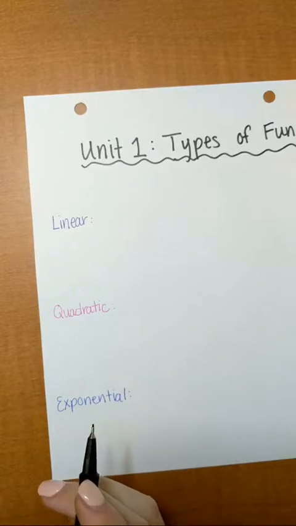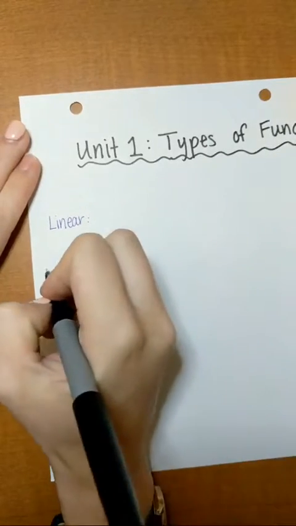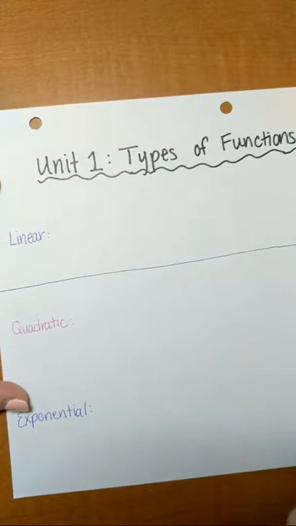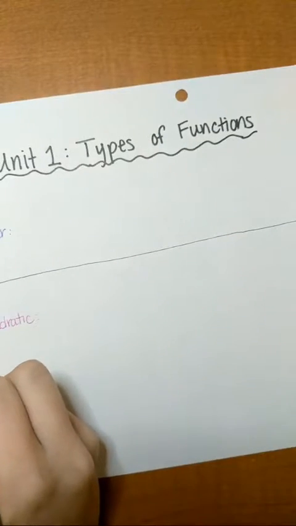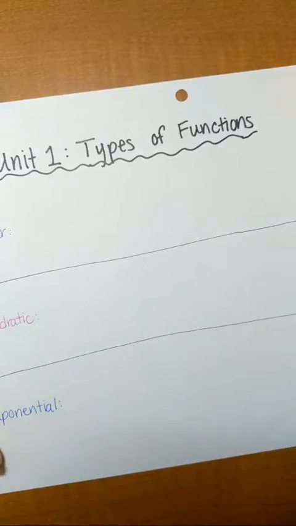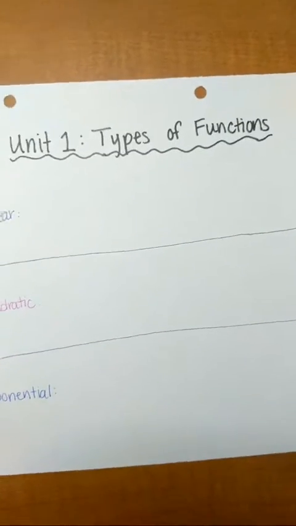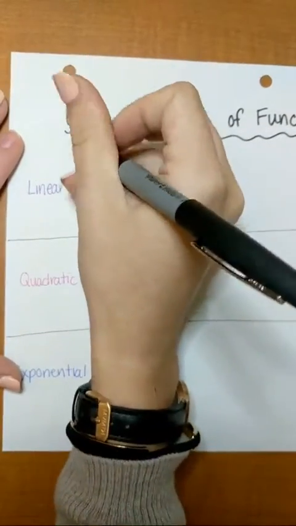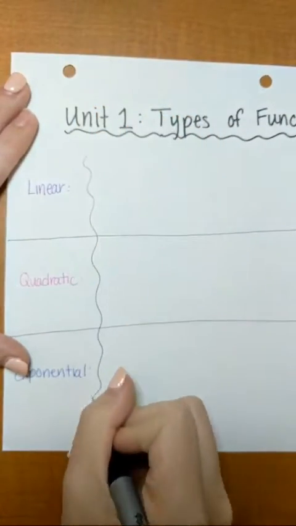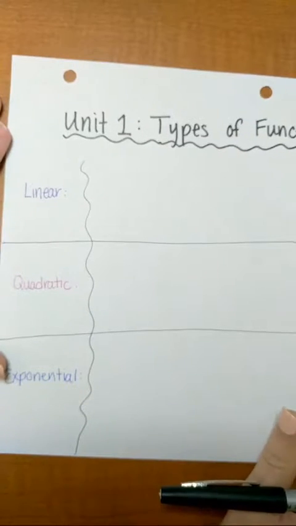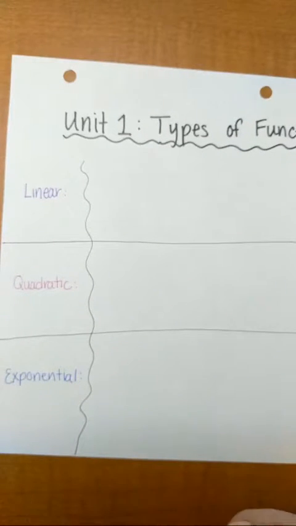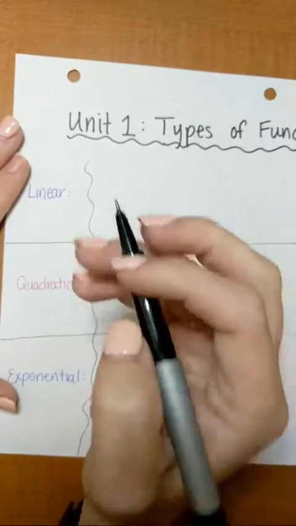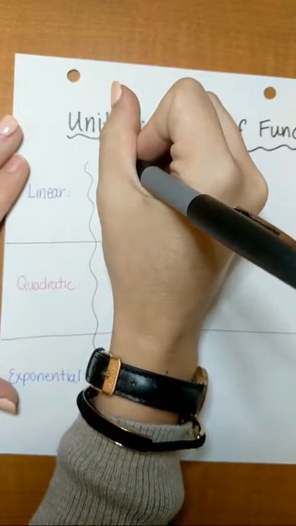So there are four different scenarios that you are going to be given. And depending on which scenario, you're going to have to tell if it is linear, quadratic, or exponential. So the first way that you're going to have to be able to tell if it is linear, quadratic, or exponential is by a graph.